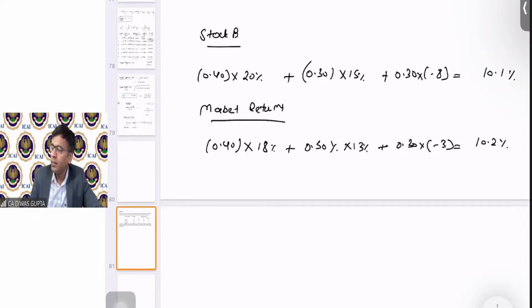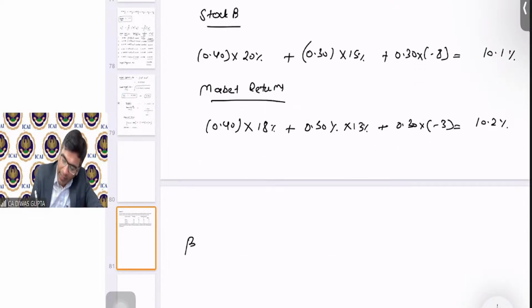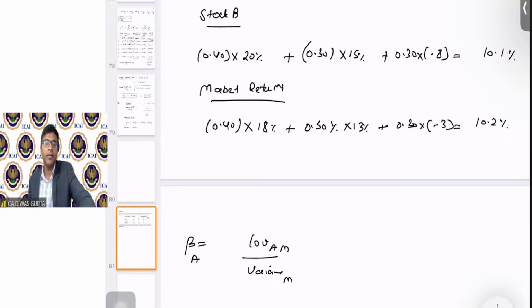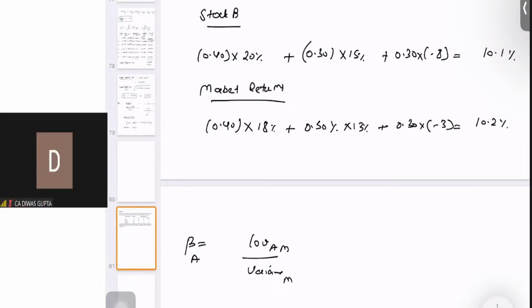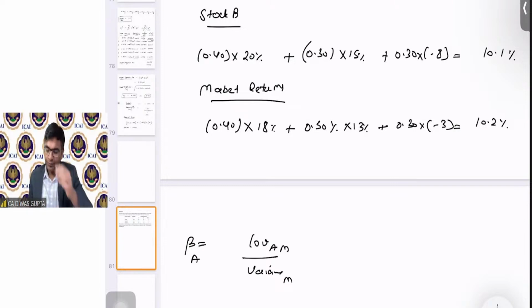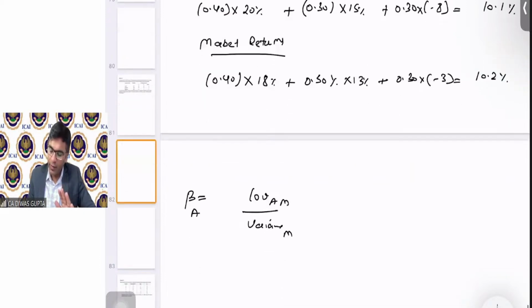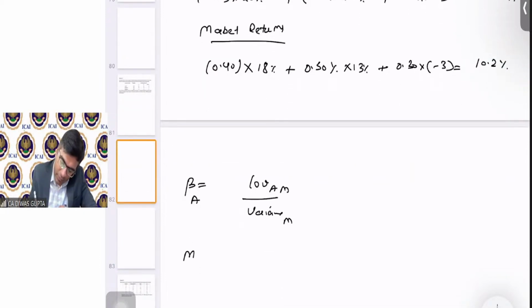Then we will have to calculate. So for calculating beta, we can use covariance divided by variance: covariance of stock A and market, and variance of market. This will help us in calculating beta of A. Correct? So students, in this case, we will first calculate the market variance. How can we calculate the market variance?